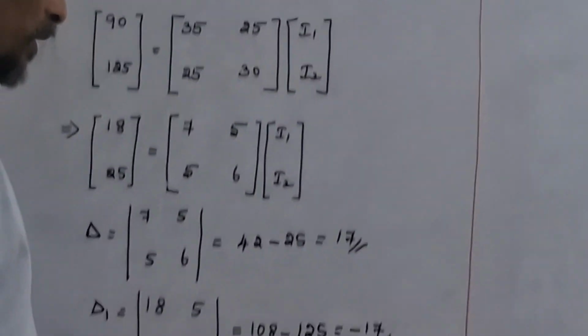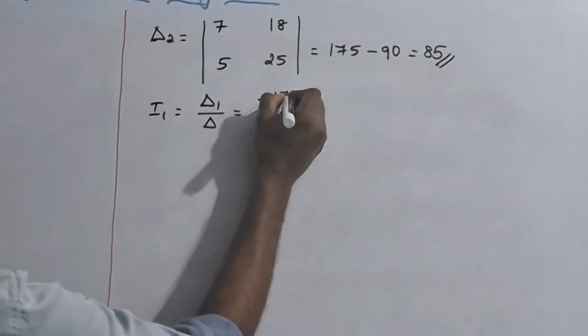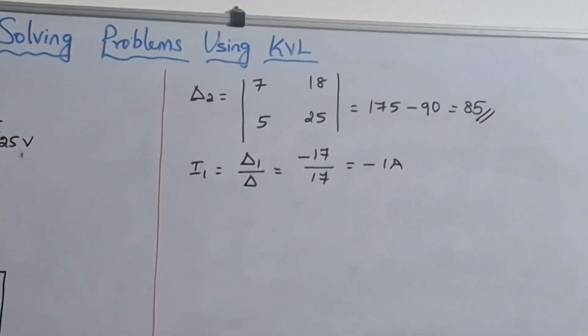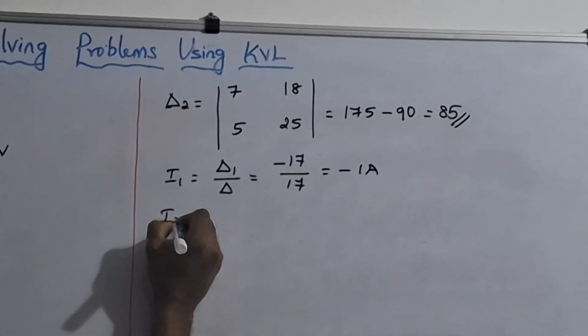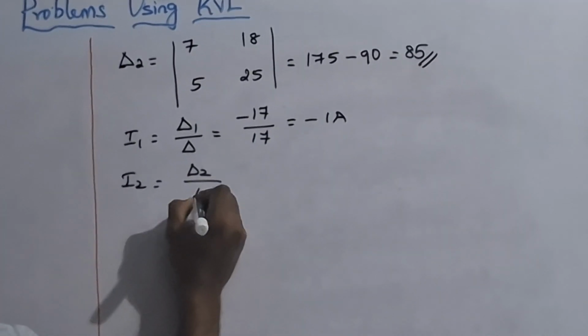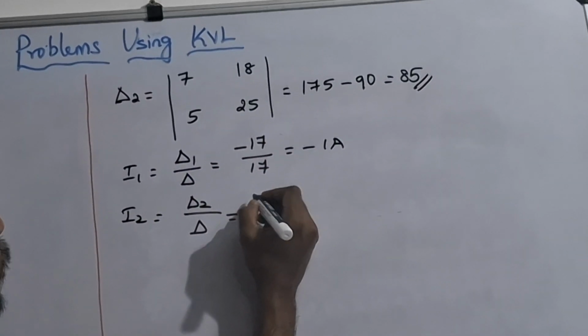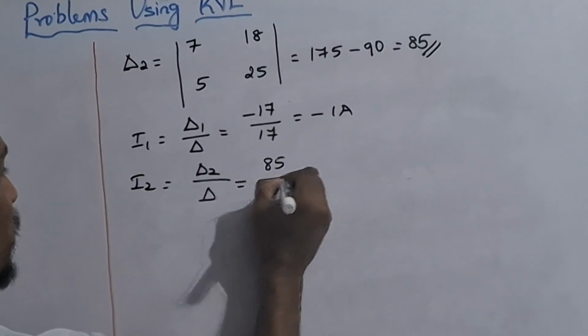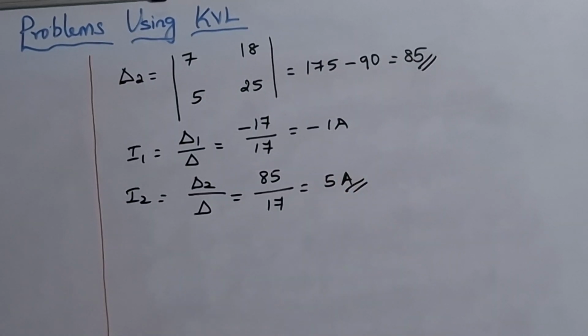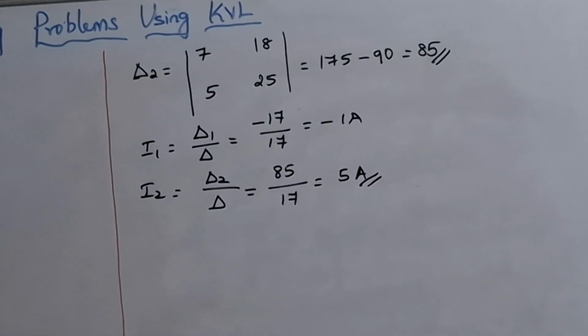So delta 1 is, we know, minus 17 divided by 17, that is equal to minus 1 amps. Then I2 is nothing but delta 2 by delta. So delta 2 is 85 divided by 17, that is equal to 5 amps.